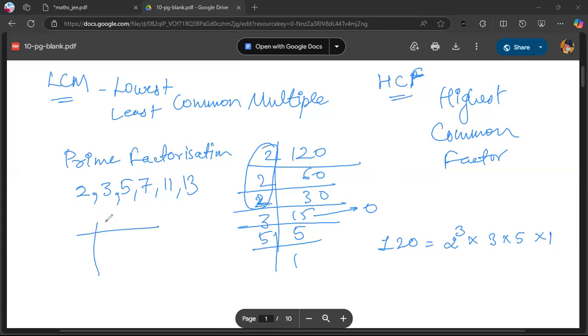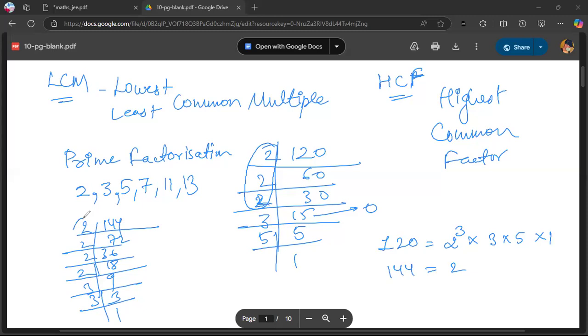Let's take another number, 144. So 2 goes into 144 giving 72, 36, 18, 9, then 3, 3. So in 144, 2 is coming 4 times, and 3 is coming 2 times, into 1.